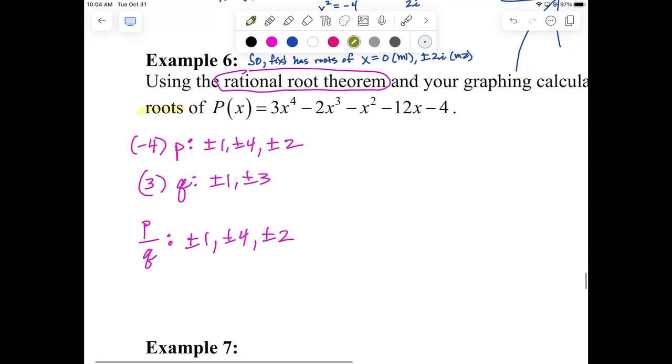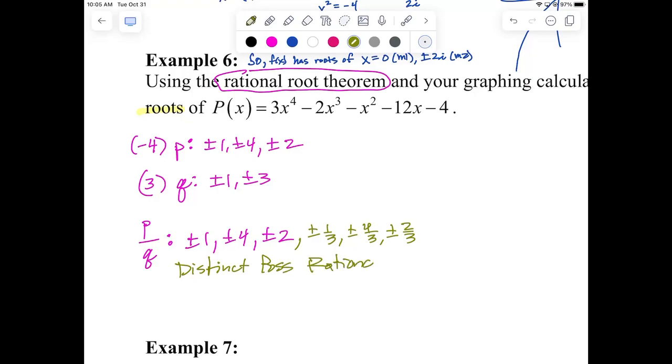And then I put the top 3 over 3, and I get plus or minus 1/3, plus or minus 4/3, and plus or minus 2/3. None of those simplify down to one we've already gotten. So how many distinct possible rational roots are there? This could be a multiple choice question. We have 1, 2, 3, 4, 5, 6 positive and 6 negative for a total of 12. There's 12 distinct possible rational roots.